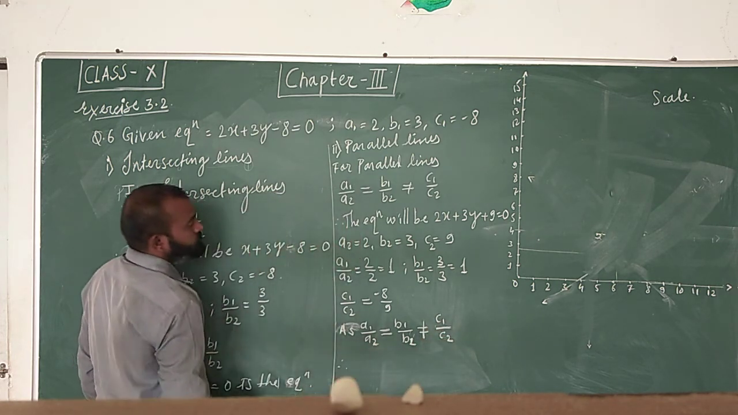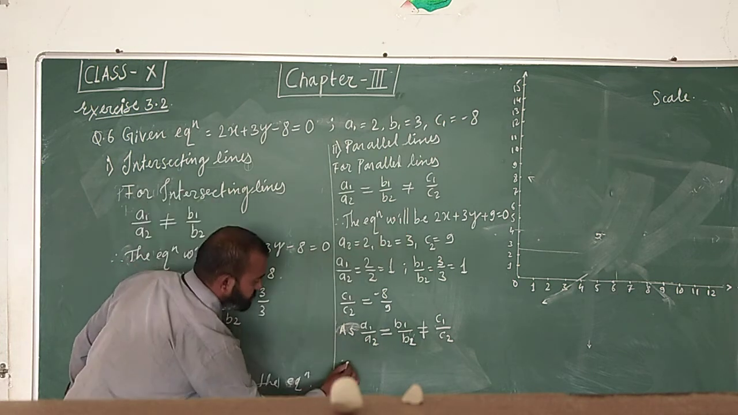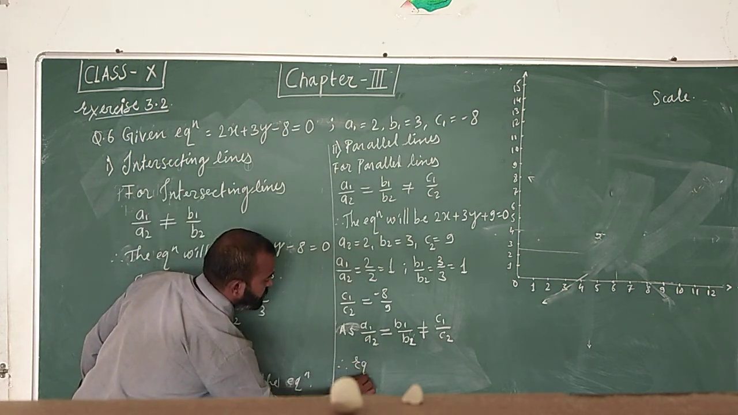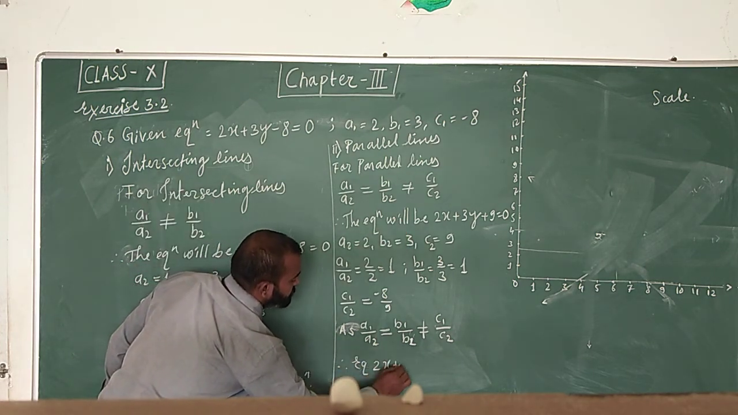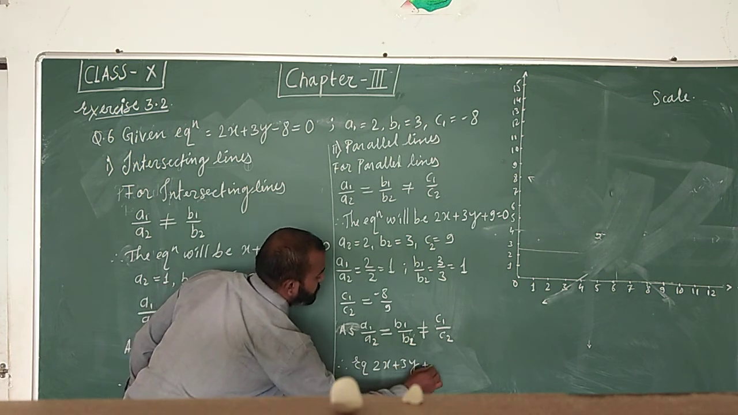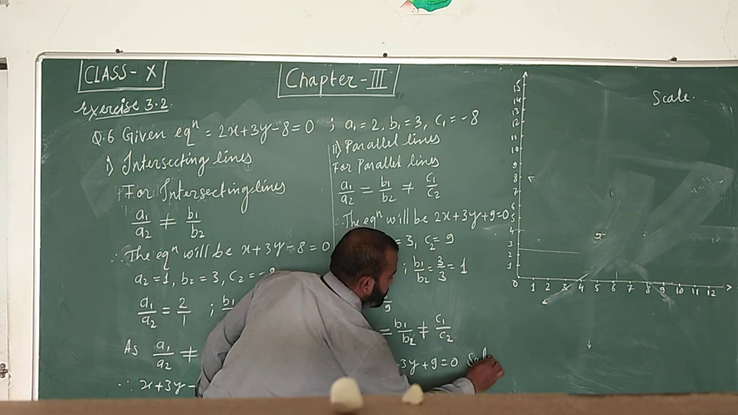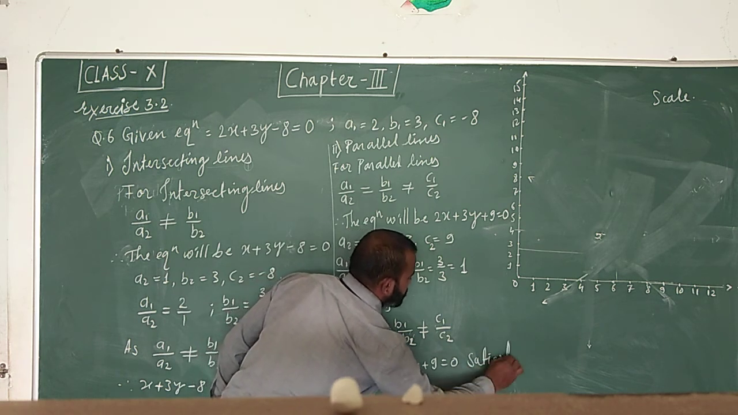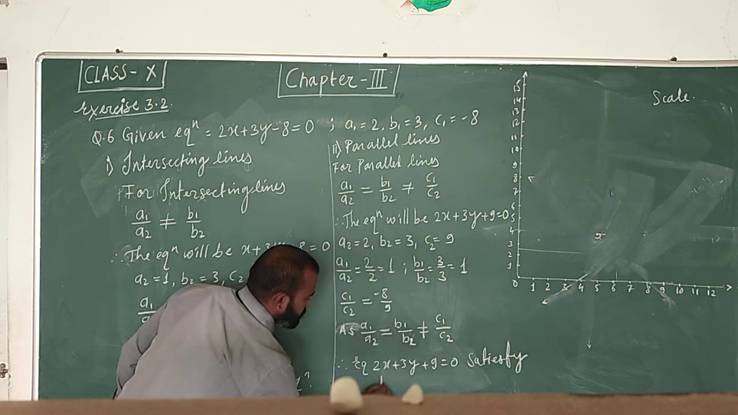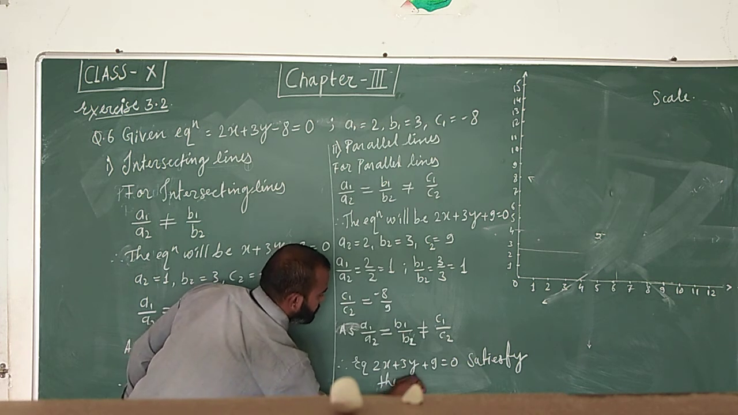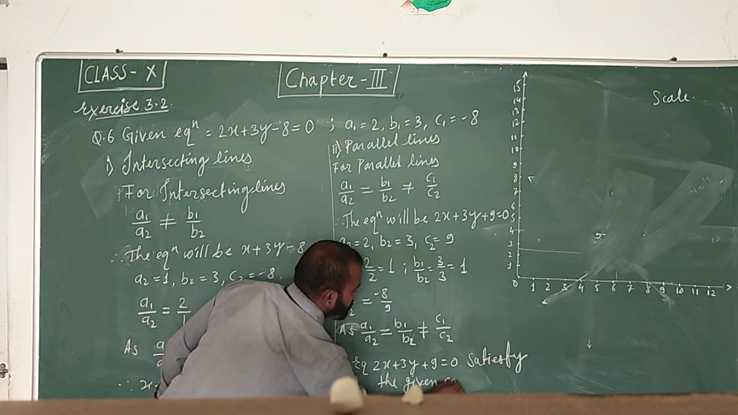Therefore which equation? Equation 2x plus 3y plus 9 equals to 0 satisfies the given condition.